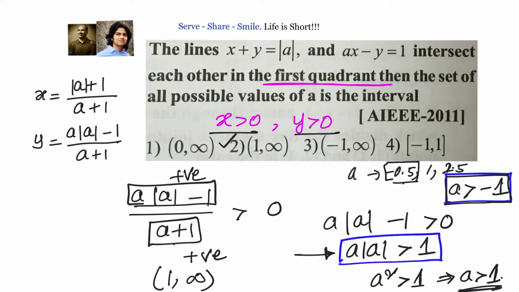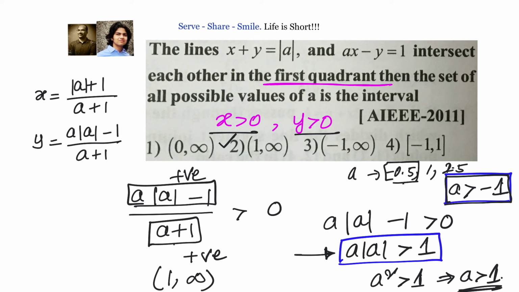Let's have a recap of this problem. We have been given two lines and we were told that they intersect each other in the first quadrant. Then we have to find out the interval of a. So we have two lines, so we solved them. We got x equals to, we got y equals to. Now we have been given that x is greater than 0. That means we know the numerator is positive always. So for x to be greater than 0, I should have both of them negative or both of them positive. Since the numerator is already positive, the denominator also should be positive. That means a is greater than minus 1.